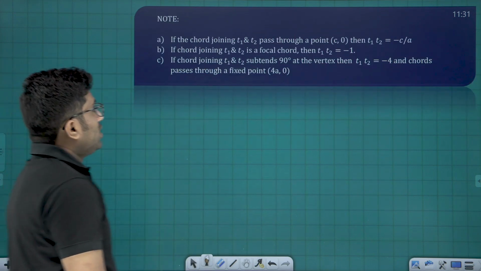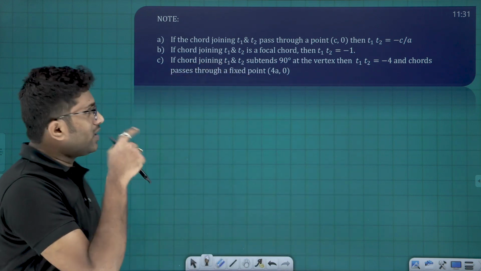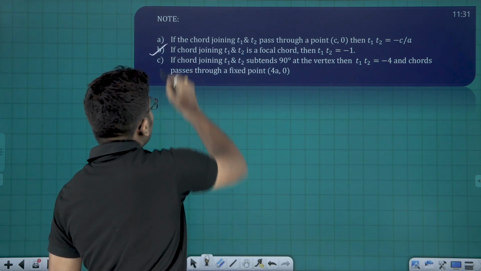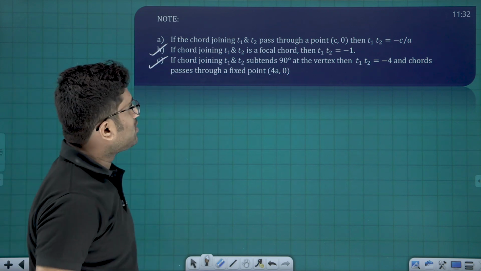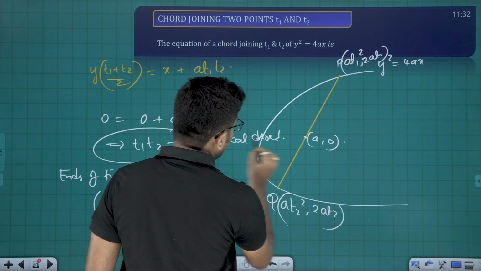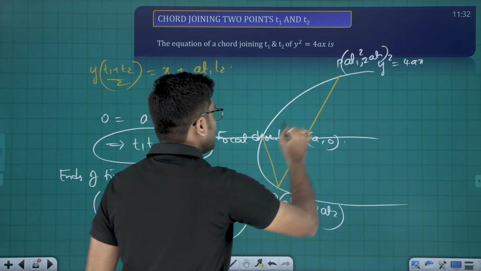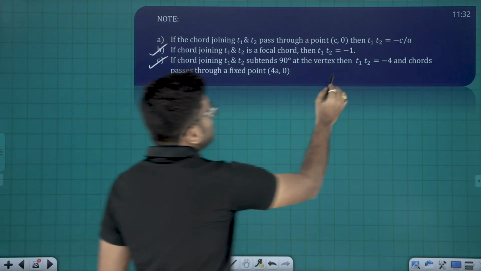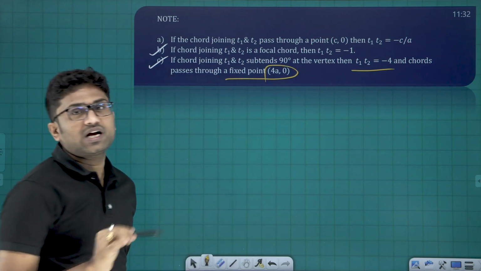So if the chord joining the points t1 and t2 passes through the point (c, 0), then put y equals 0, x equals c: t1 into t2 equals minus c by a. If it is a focal chord, then t1 into t2 equals minus 1. If the chord subtends an angle of 90 degrees at the vertex, like this, 90 degrees at the vertex, then t1 into t2 equals minus 4 and the chord will always pass through a fixed point (4a, 0).